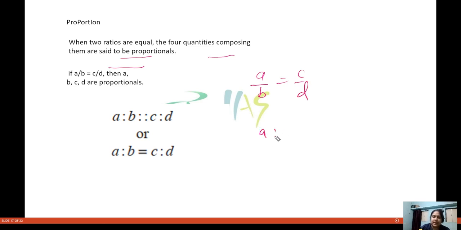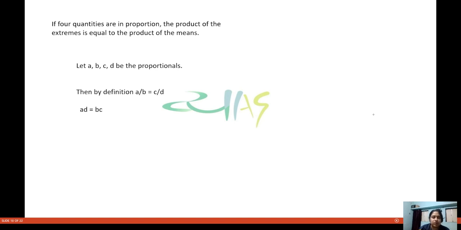Now, similarly, if we say A, B and C are in continued proportion, that means AC is equal to B square, and this is the geometric mean as well. So if somebody is saying to you that three quantities A, B, and C are in continued proportion, that means AC is equal to B square. I hope everybody is clear with this. Let's move forward.